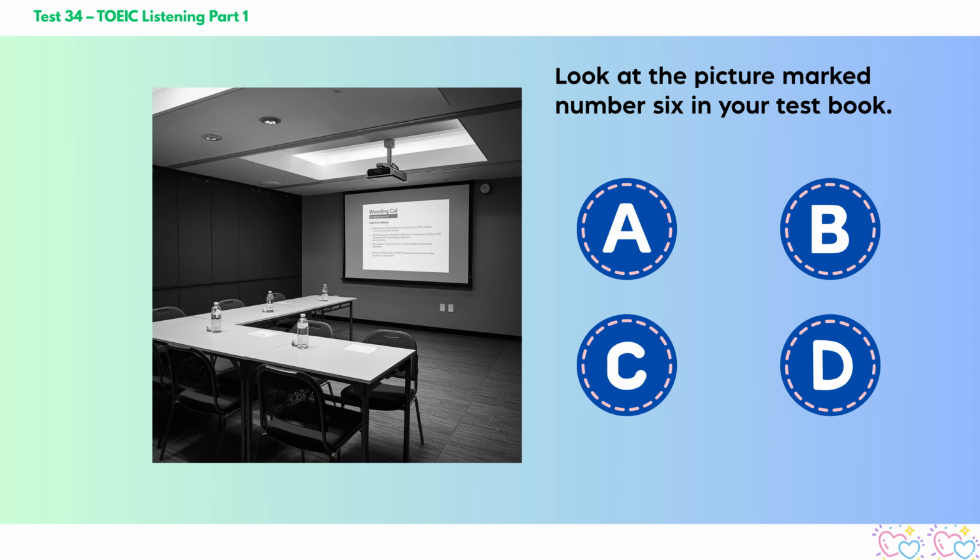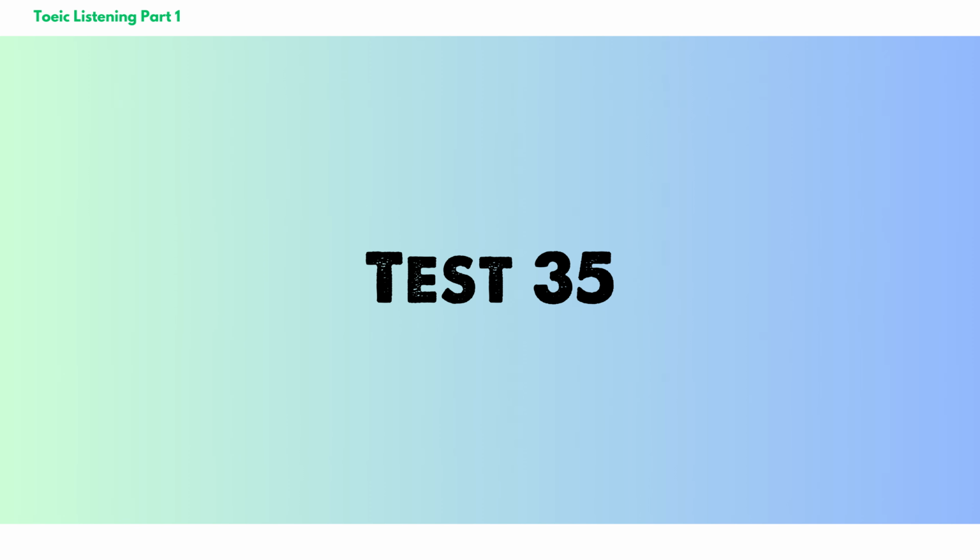Look at the picture marked number 6 in your test book. A. People are watching a presentation. B. The meeting room is equipped with a projector and screen. C. Chairs are stacked in the corner. D. The lights are turned off.